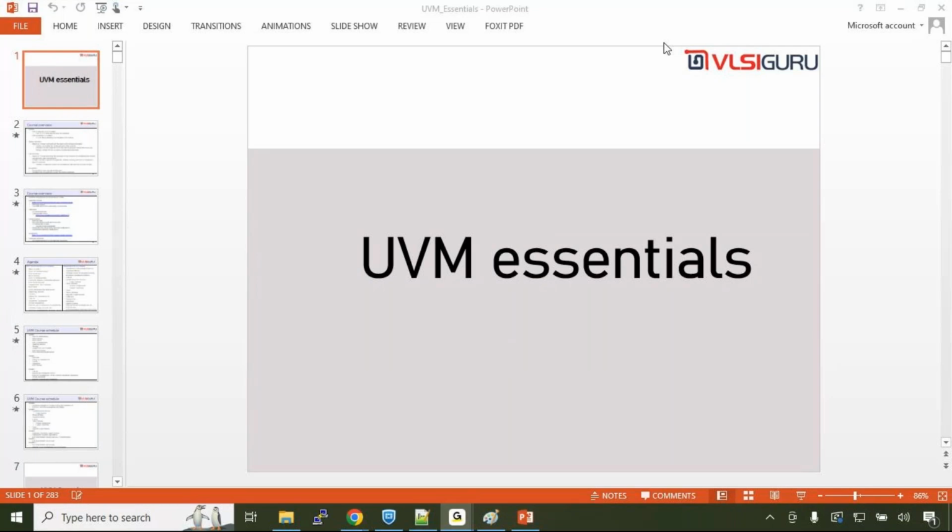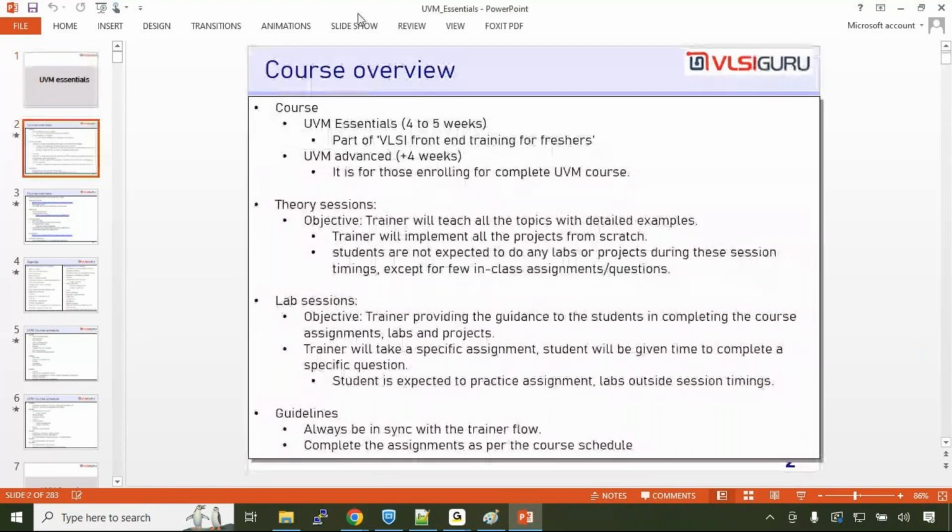So today we'll start with the UVM course. The UVM course is divided into two parts. One is the essentials training, which is part of the front-end training for freshers course. And this would be generally sufficient for a fresher. The second is UVM advanced, which would go for another 4 to 5 weeks.